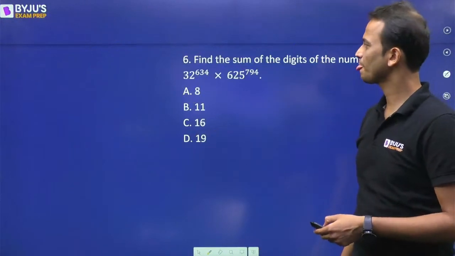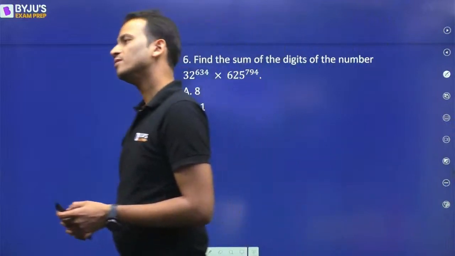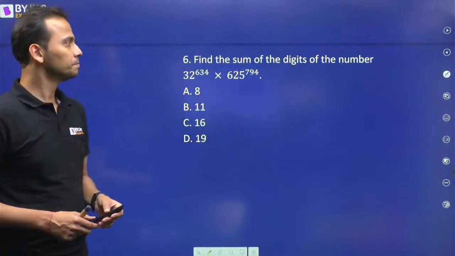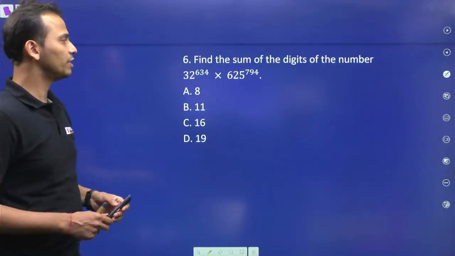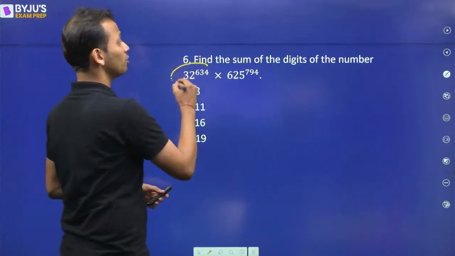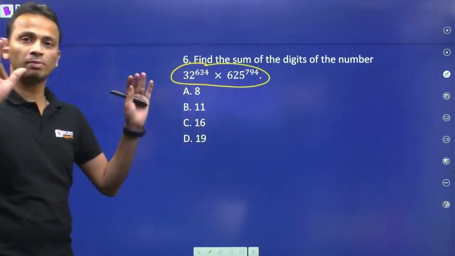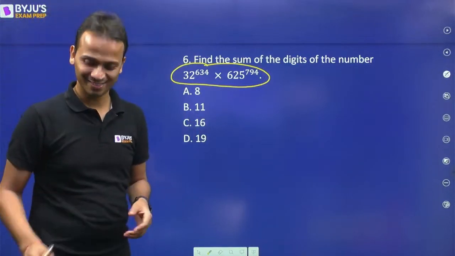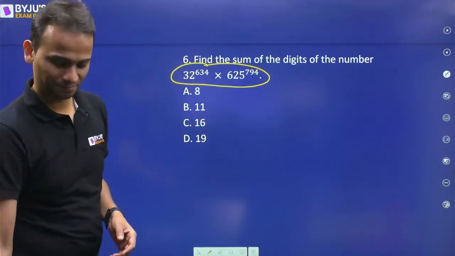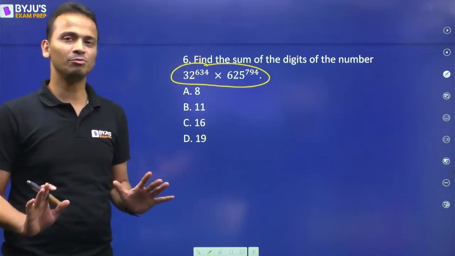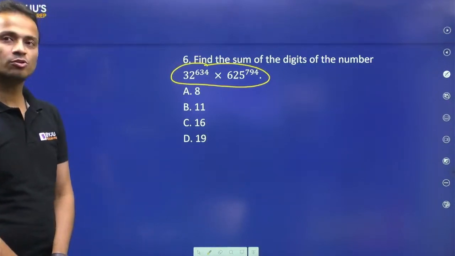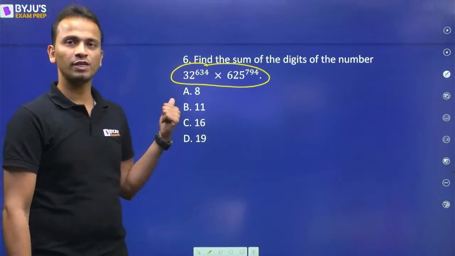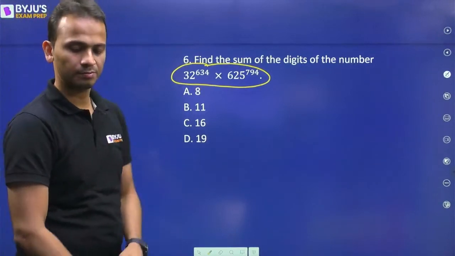Next question. Question number 6. A very tricky question. Find the sum of the digits of the number. So एक ये number बनेगा बहुत बड़ा number, ठीक है? उसका sum of the digits find out करना है. Now this is actually not a random question, huh? So you'll have to find out the sum of the digits of the given number.